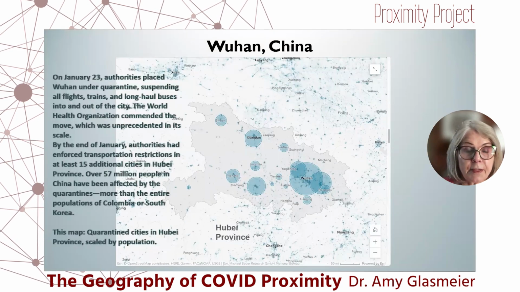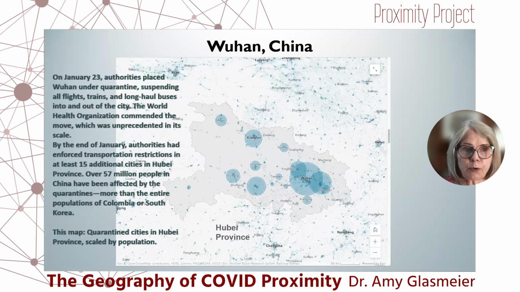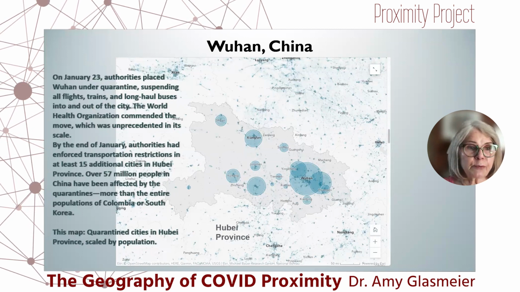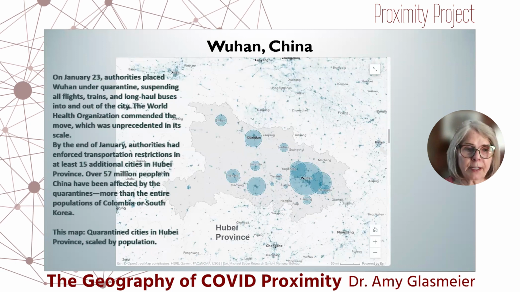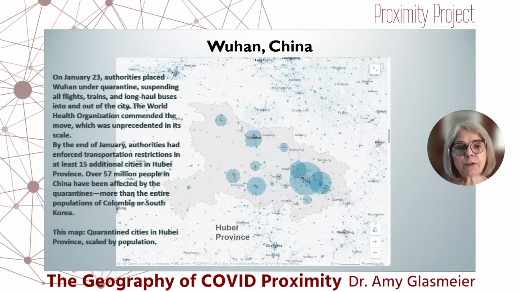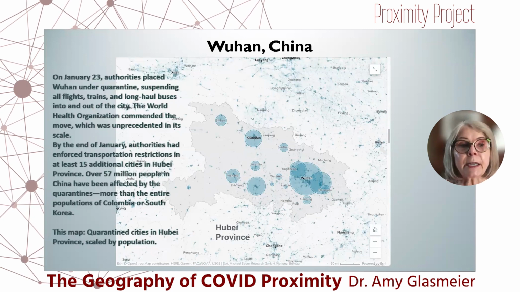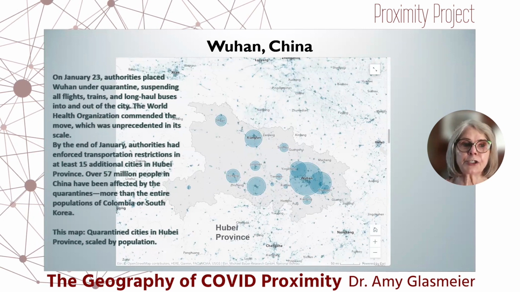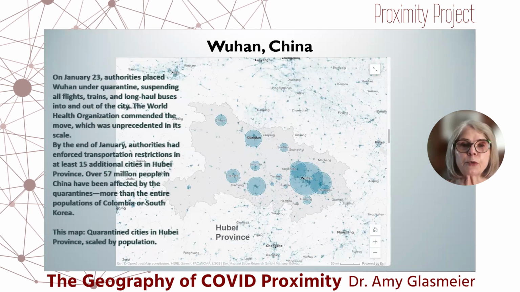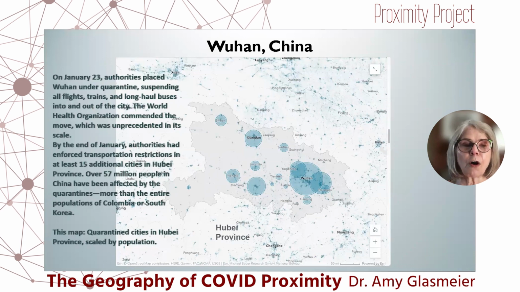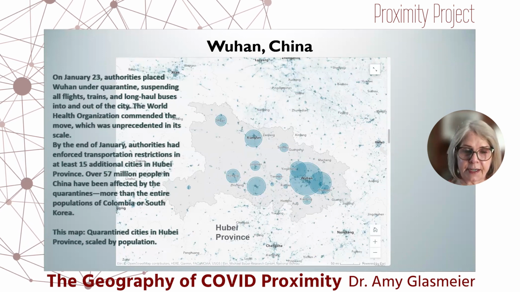So the disease started in Wuhan in December. Its next location where we began to hear something about it actually was all the way over in the United States, and I'll make a point of that in a minute. But in less than a month, on January 23rd, authorities placed Wuhan under quarantine, suspending all flights, trains, and long-haul buses in and out of the city.